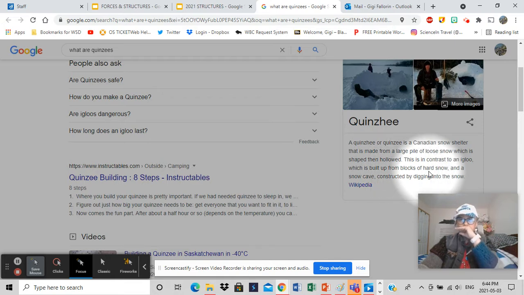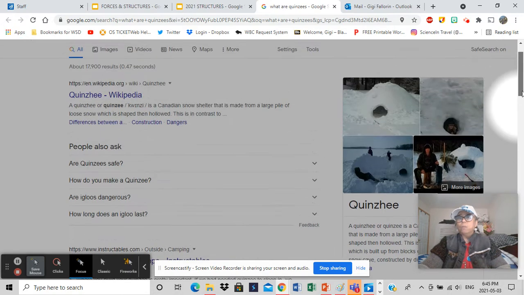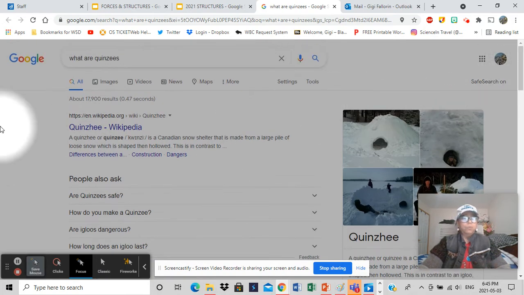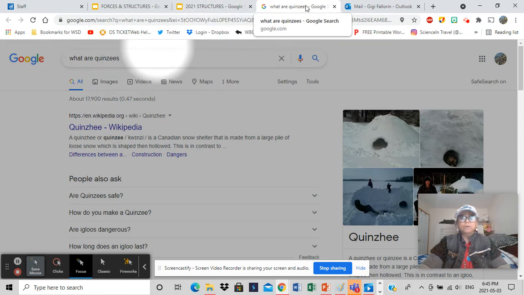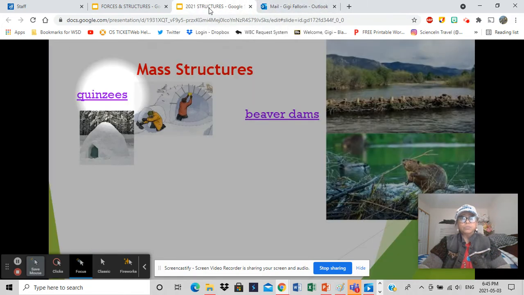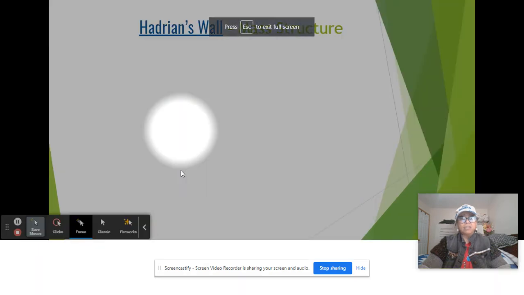But essentially, it provides a shelter, right? And usually there is that hollow part where one could hide or just take cover from the elements of the weather, right? So that's what we have for mass structures.